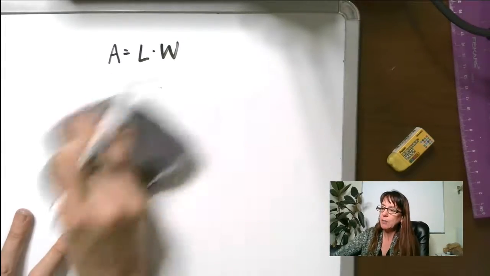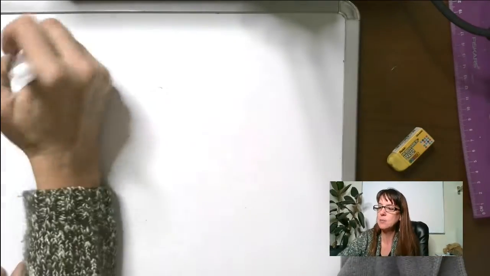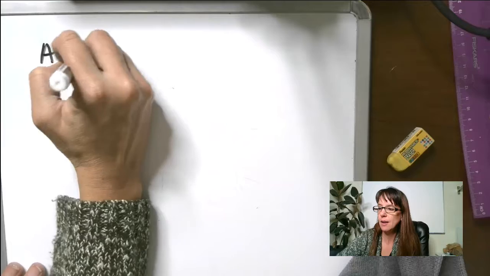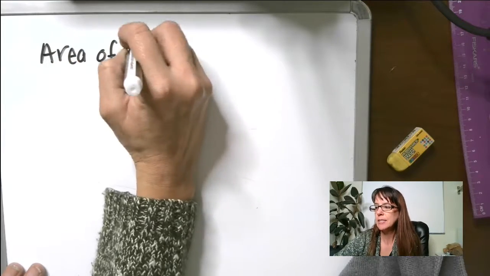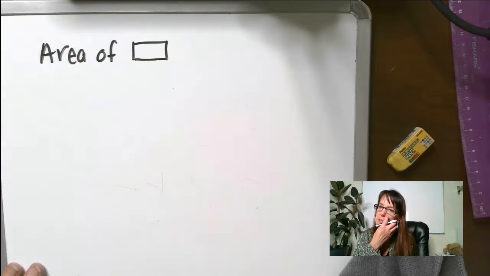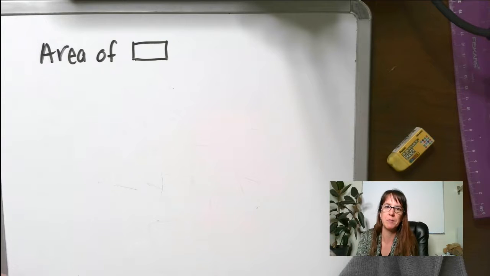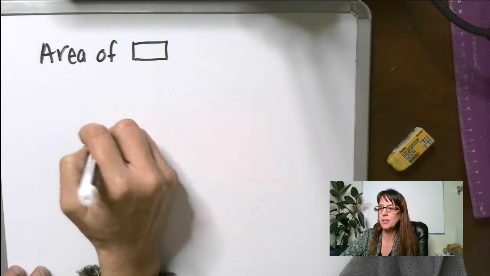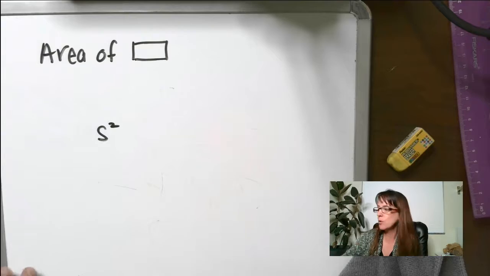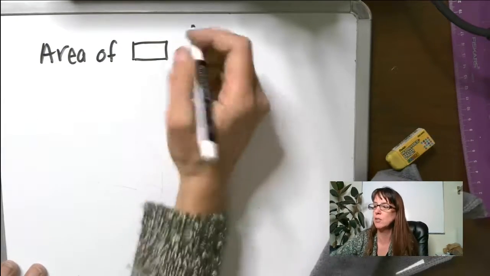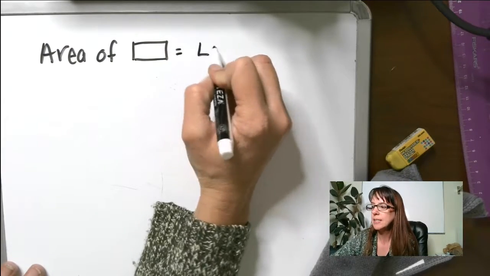So finding the area of a rectangle is length times width. Area of a rectangle, that includes a square. You could say square, you just end up multiplying the side squared. Don't even worry about that. Just stick with area of a rectangle or square equals length times width.